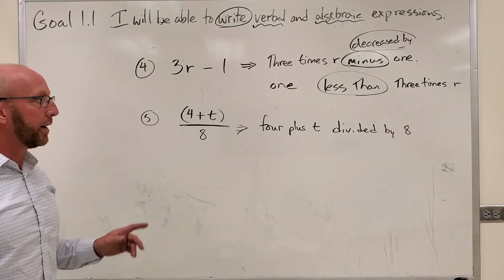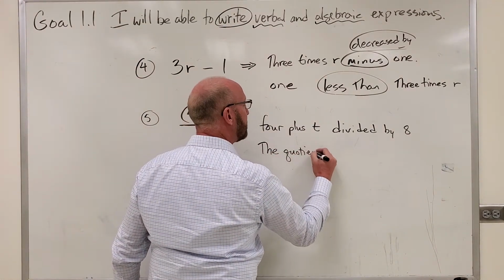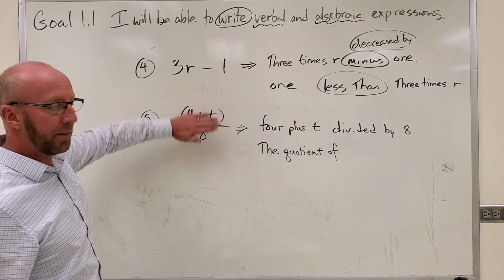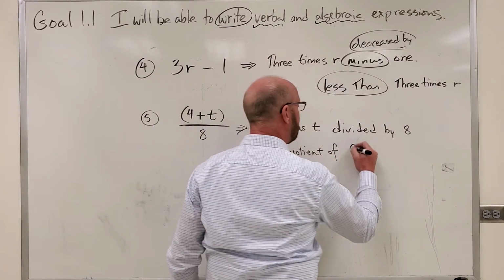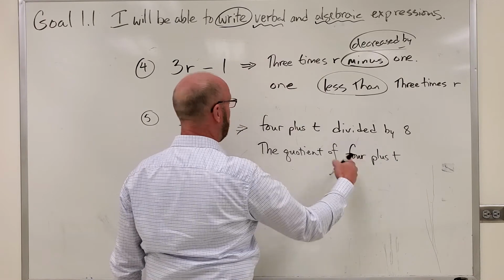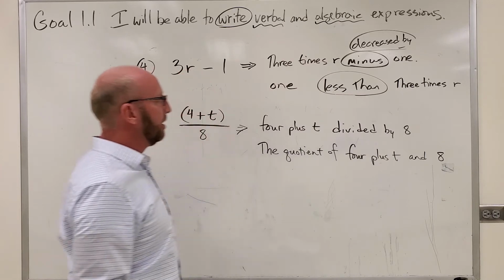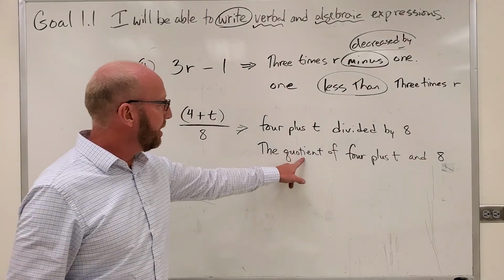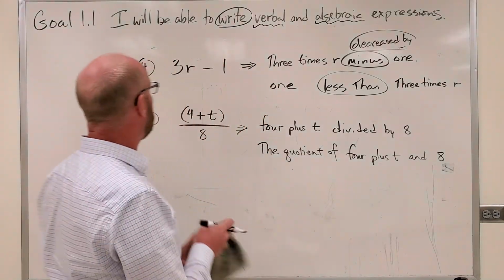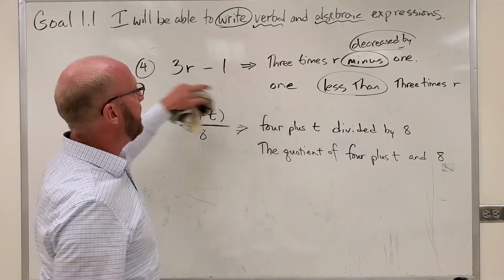There is another way I could write it. I could start with the words the quotient. The quotient of, and then I would start with the numerator on top, and then I would continue with the denominator. The quotient of 4 plus t, that's 1 unit, and the denominator is 8. So the quotient means to divide. The quotient of 4 plus t, that's the top, and 8, which is the bottom. All right, so that's how we take an algebraic expression and make it verbal.